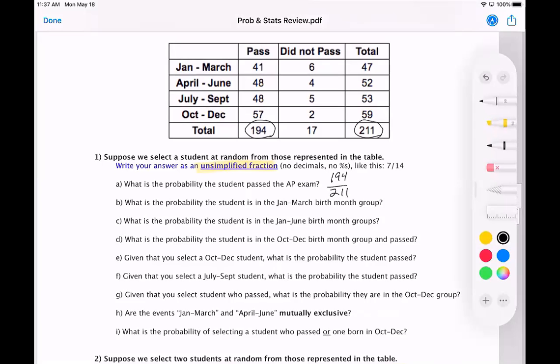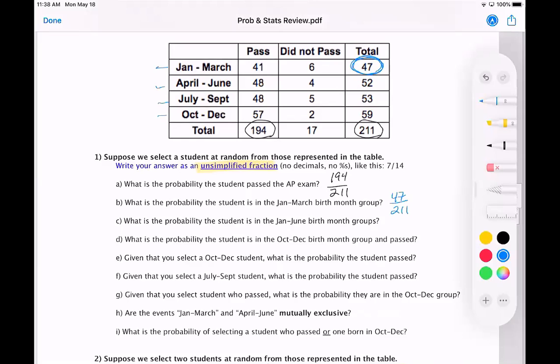Now just out of interest, let me calculate this. That's a 92% pass rate. So kudos to those many students who did a fantastic job on the AP exam. Letter B, what's the probability that a student is in the January to March birth group? We need to know how many total January to March students there are. There's 47 out of the total 211. So that's about a quarter of the students, which makes sense, because there are 4 groupings, so you'd expect about a quarter in each group.